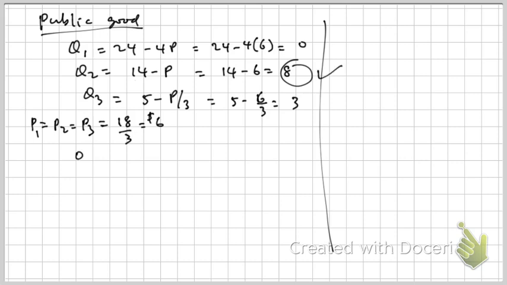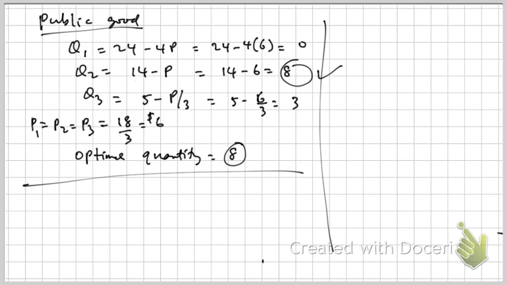So the optimal quantity, well, it's not optimal, but the one the government must supply under this circumstance is the 8 units. The real optimal point, we'll see in the second part.